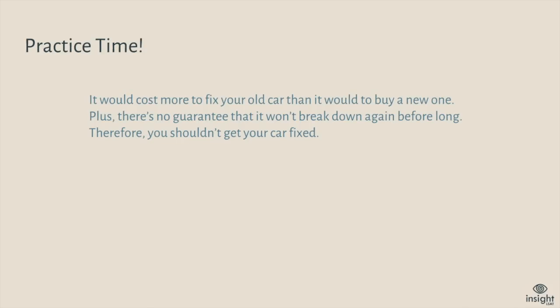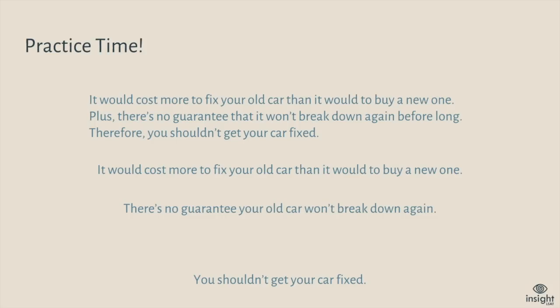Alright, I hope you found the conclusion first. It's pretty clearly marked by this textual indicator here, therefore. The conclusion is you shouldn't get your car fixed. Now what leads up to it? Well, the other statements. It would cost more to fix your old car than it would to buy a new one. And there's no guarantee your old car won't break down again. These are both reasons that you shouldn't get your car fixed, right? It would cost more to fix your old car than it would to buy a new one, so you shouldn't get your car fixed. There's no guarantee your old car won't break again, so you shouldn't get your car fixed. See how the so test can work there to make it clear how the relation is between the support and the conclusion? That's the way I want you to see it.